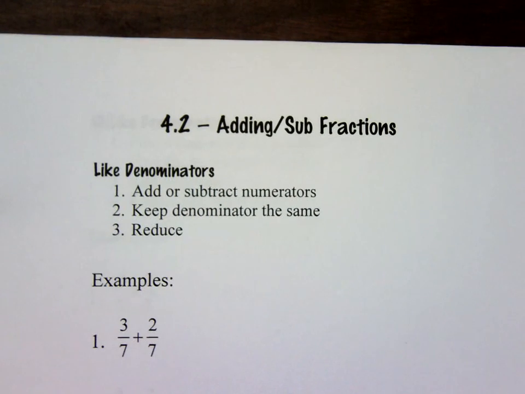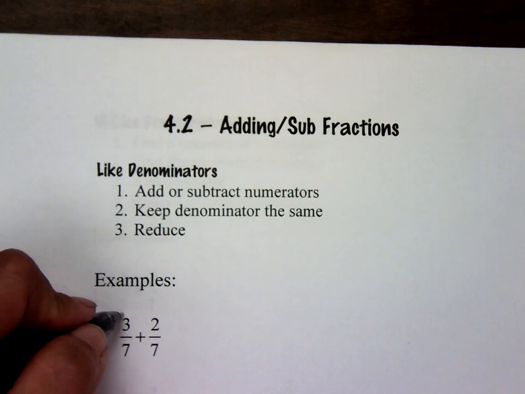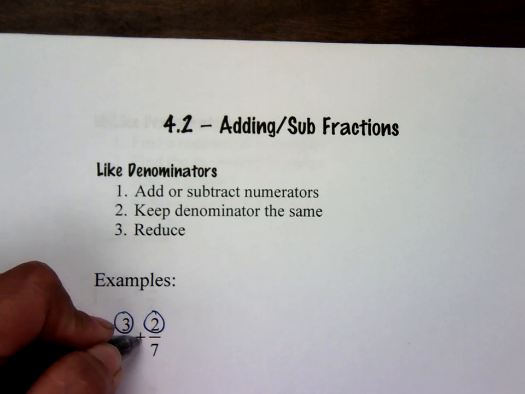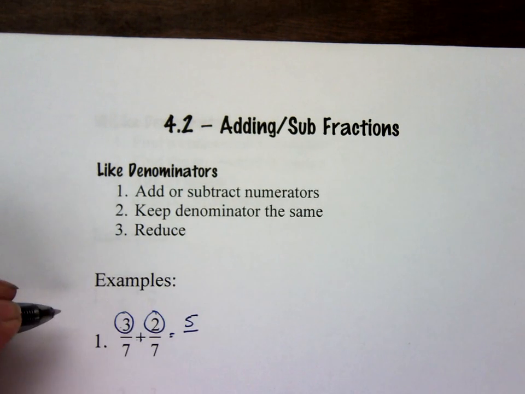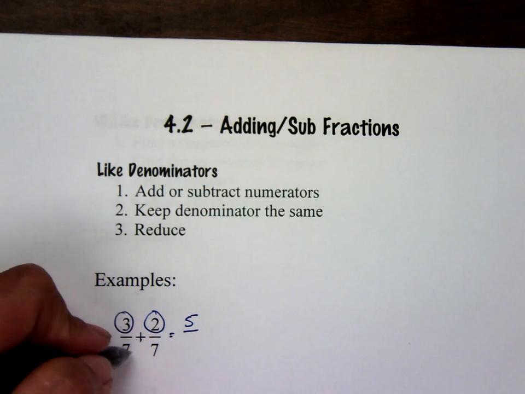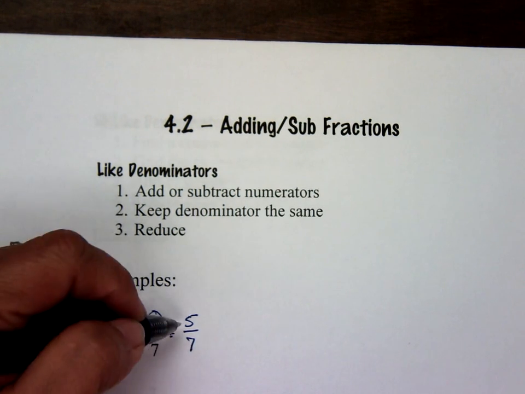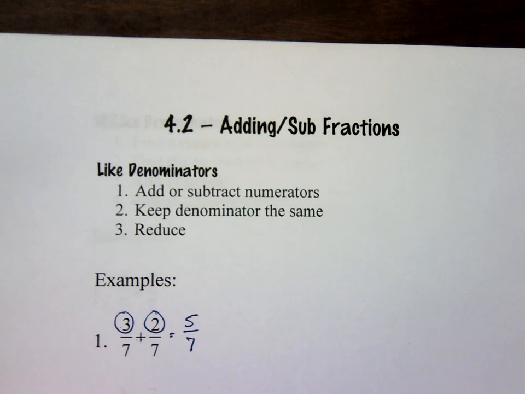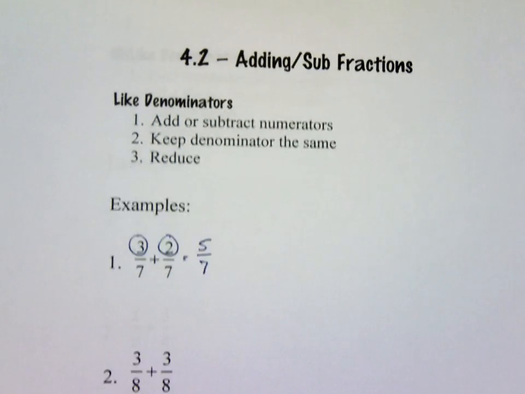So let's look at example 1. Step 1 says to add or subtract the numerators. Looking at the 3 and the 2, it says to add, so 3 plus 2 is 5. Step 2 says to keep the denominator the same, so the denominator is 7, and the 7 stays the same. And reduce. Let's look at 5/7. It is reduced to its lowest terms, so that's your answer. Try number 2 on your own.